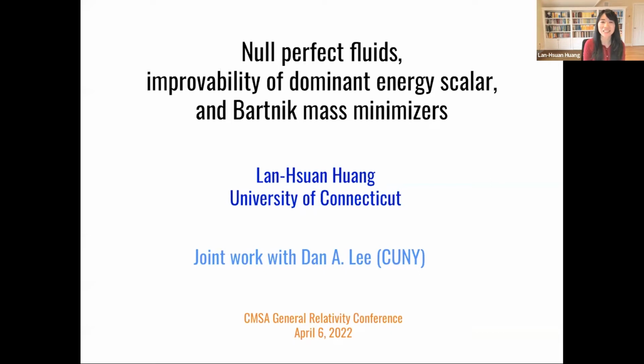It's really exciting to see many people in relativity working on very impressive results. So in this talk, from the title, I will talk about null perfect fluids, improvability of dominant energy scalar, and Bartnik mass minimizers. It looks like three very different topics, and I hope you will see there's an interconnecting relation between these three.